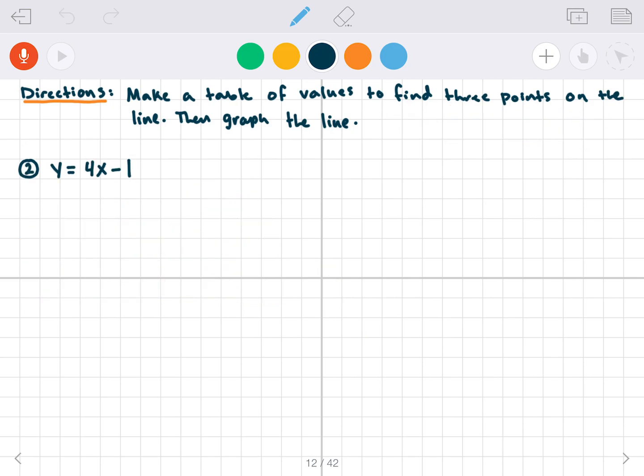All right, let's try this one. So again, we're choosing our x because there's no table of values here. I like to keep it simple and just usually do 0, 1, 2.